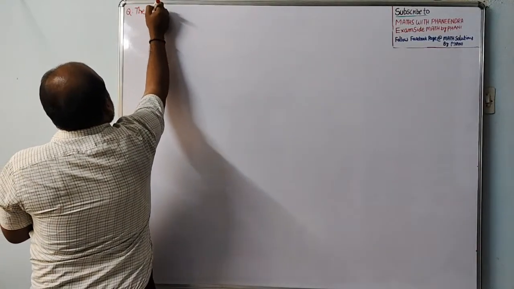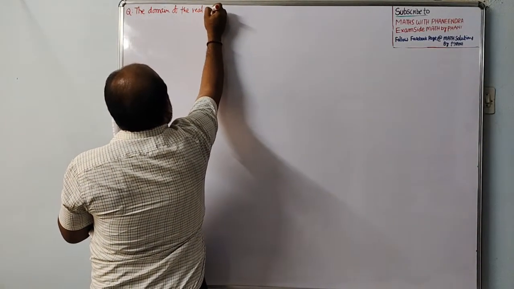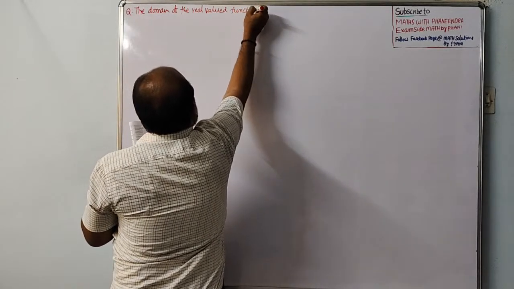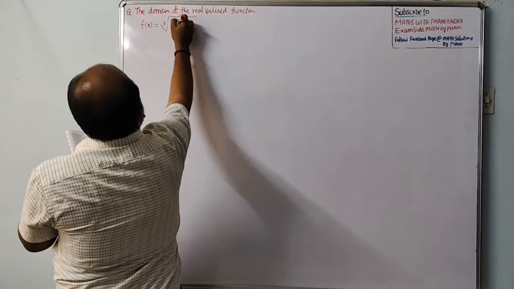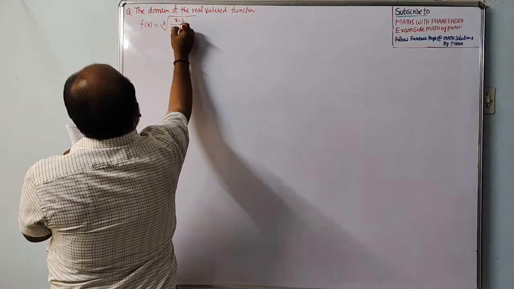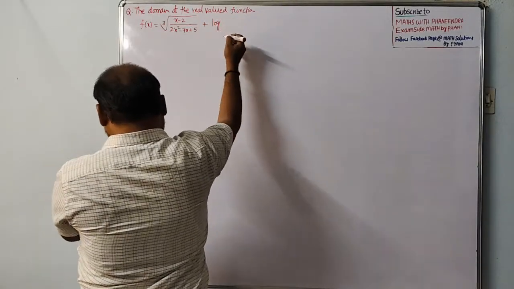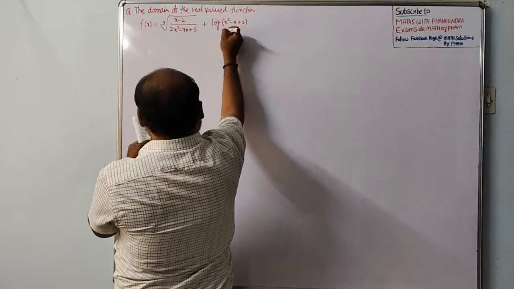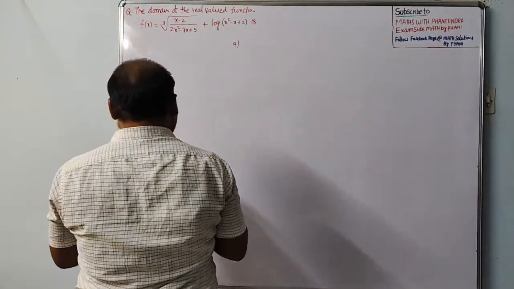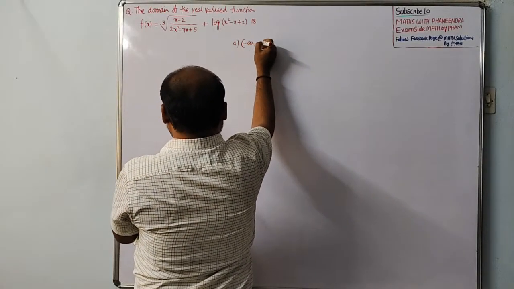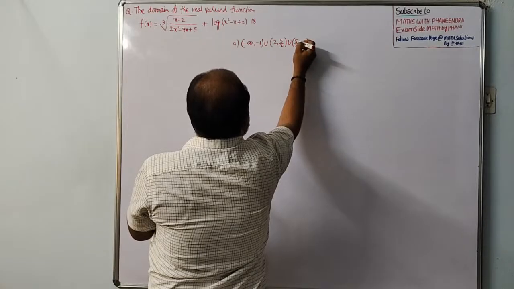So the domain of the real valued function f of x equal to cube root of (x minus 2) by (2x square minus 7x plus 5) plus log (x square minus x plus 2) is, so options: open interval of minus infinity to minus 1 union 2 to 5 by 2, open interval again 5 by 2 to infinity. This is the first option.